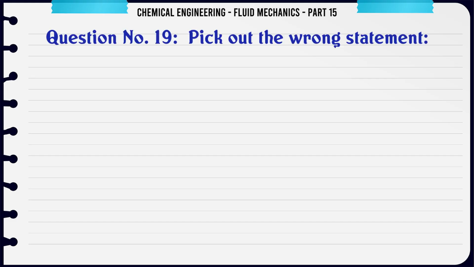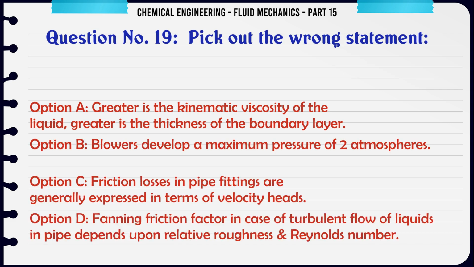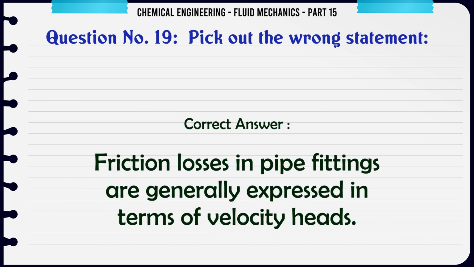Pick out the wrong statement. A, greater is the kinematic viscosity of the liquid, greater is the thickness of the boundary layer. B, blowers develop a maximum pressure of 2 atmospheres. C, friction losses in pipe fittings are generally expressed in terms of velocity heads. D, Fanning friction factor in case of turbulent flow of liquids in pipe depends upon relative roughness and Reynolds number. The correct answer is C.